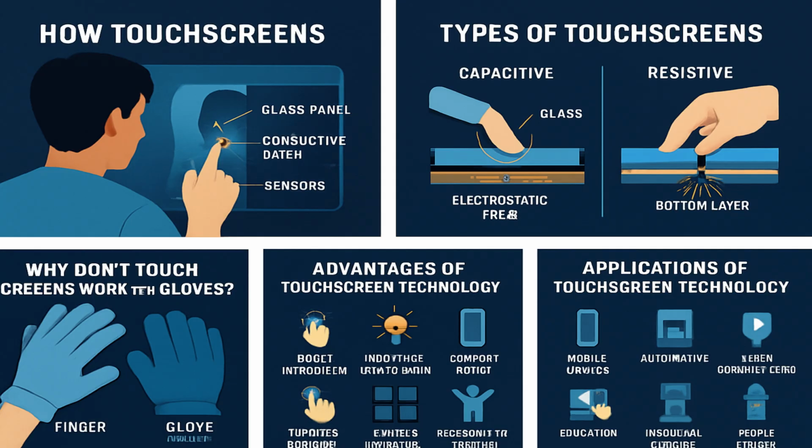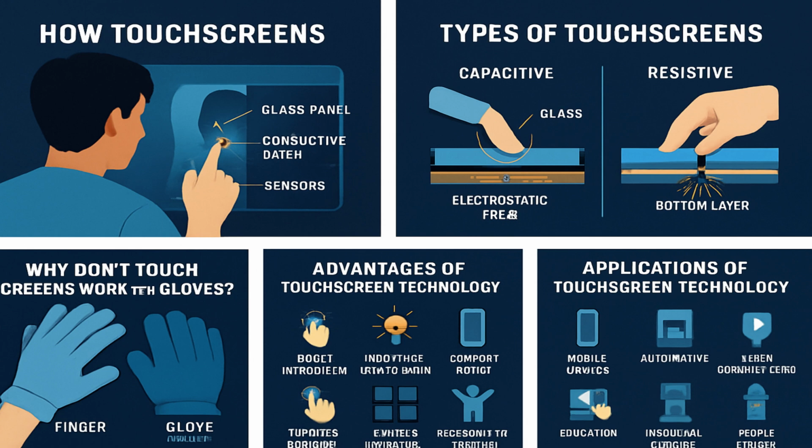How touchscreens work: a deep dive into modern interaction technology. Introduction: in the digital age, touchscreens have become an essential part of everyday life. From smartphones and tablets to ATMs, cars, and industrial machines, most modern devices rely on touch interfaces to allow direct interaction between humans and machines. But have you ever wondered how a touchscreen actually works? In this essay, we'll explore the different types of touchscreen technologies, the science behind them, their advantages and limitations, and where they're used.